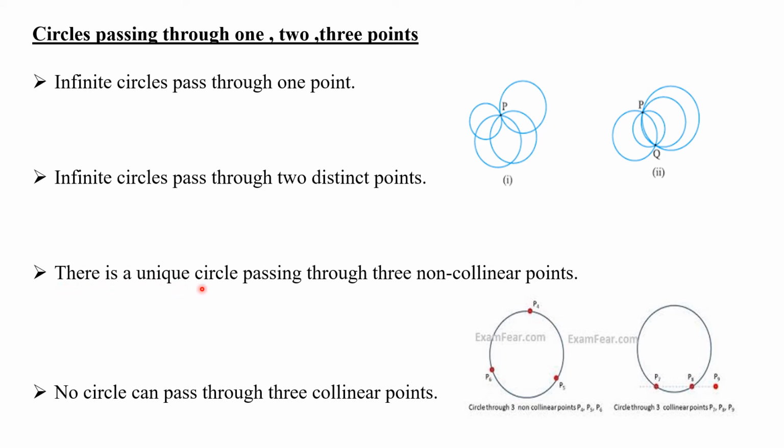Third one, there is a unique circle passing through 3 non-collinear points. Non-collinear points here are given P4, P5 and P6. And we see here only one circle is passing through these 3 non-collinear points. And last one, no circle can pass through three collinear points. See the second figure. Here P7, P8 and P9 are 3 points given, but the circle goes through only 2 points. So no circle can pass through 3 collinear points.